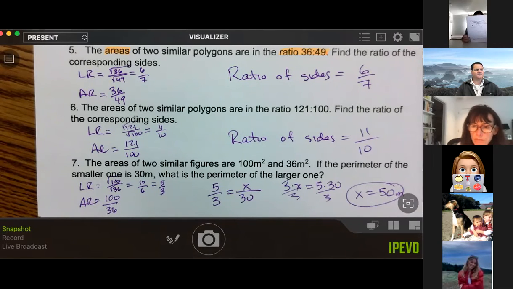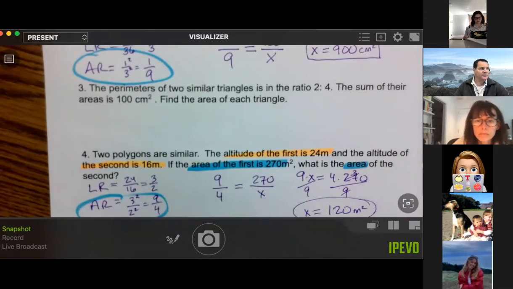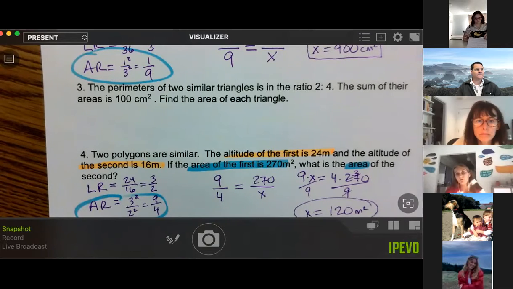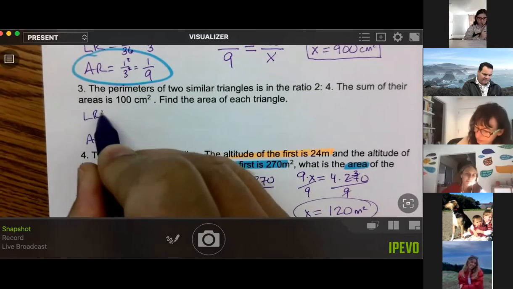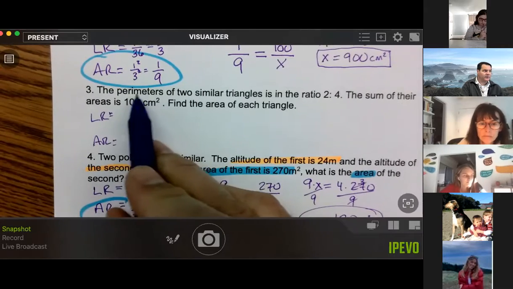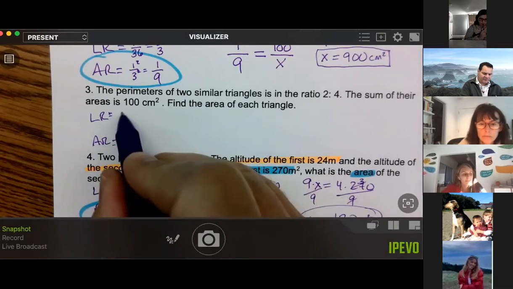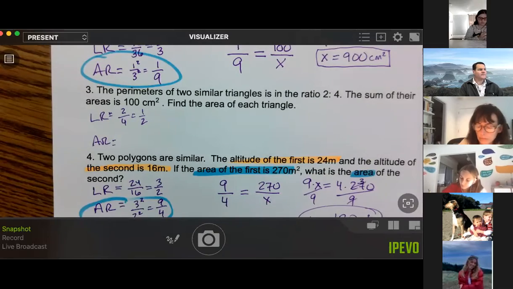Okay, pretty good scores. So the one last one that I haven't shown you is a little bit of a twist. It's actually pulling in some stuff from last class as well as this one. It starts off okay. The perimeter of two similar triangles is in the ratio of 2 to 4. Okay, LR, AR. We know that this is a perimeter, so that's a length ratio, 2 to 4. I'm going to reduce that to 1 to 2.